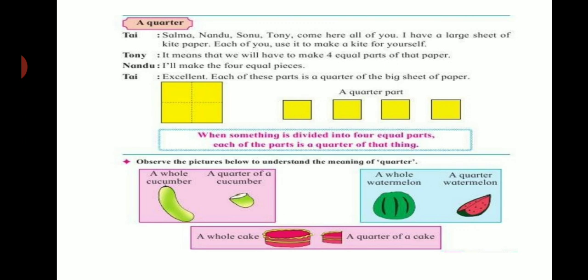Here, observe the pictures below to understand the meaning of quarter. A whole cucumber, a quarter of a cucumber. A whole watermelon, a quarter watermelon. A whole cake, a quarter of a cake. This is how you can divide a whole into quarter parts.